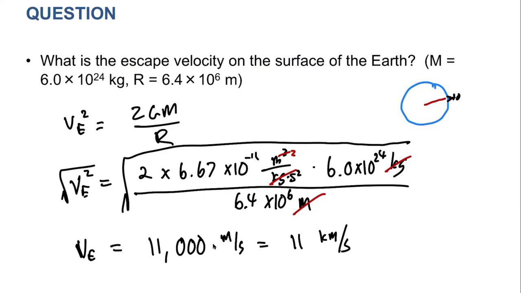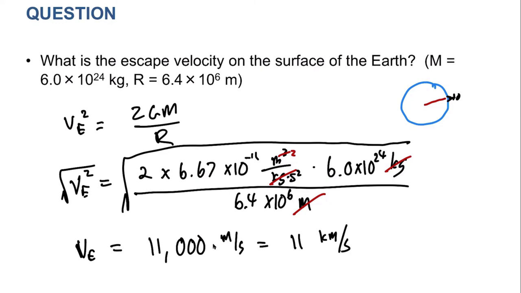The implications, though, are that if you want to send somebody to the moon or send an object to Mars, and not provide fuel the whole way, you have to get them moving at least 11 kilometers per second, because that is how fast you need to be moving in order to leave the Earth's gravitational field and not be pulled back eventually.